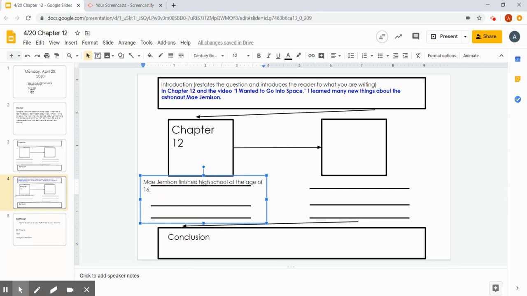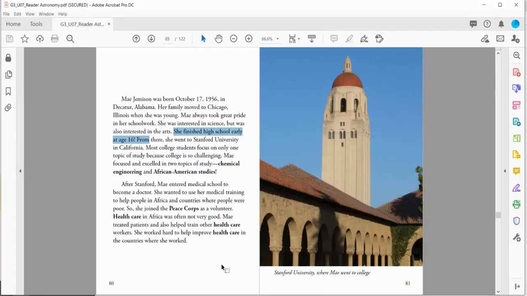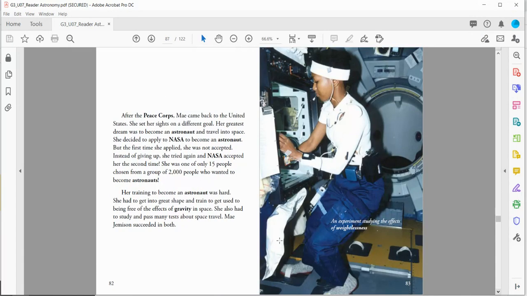Now, let's go back to the chapter and see if we can find anything else. We're now on page 82. So when we read this page, I want you to think to yourself, what else can we add in our flea map as an example of something that we learned about Mae Jemison?